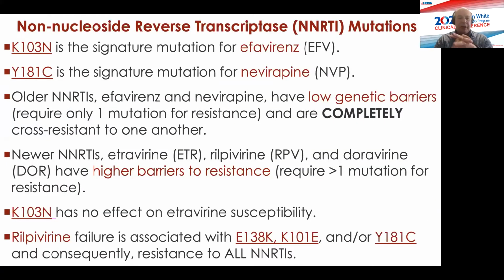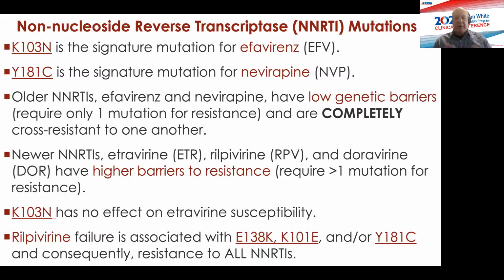So, non-nucleoside mutations. Here you see them: K103N for efavirenz, Y181C. The important concept here is this thing called low genetic barrier. What does that mean? It basically means if there's a single mutation, you can knock out the entire drug. Just a K103N knocks out efavirenz. A Y181C knocks out nevirapine.